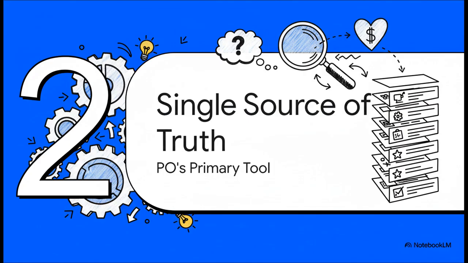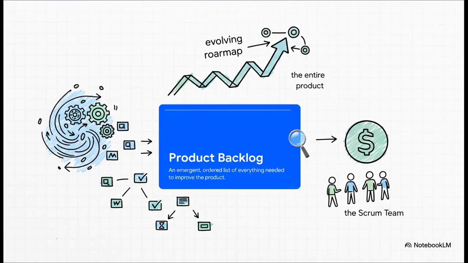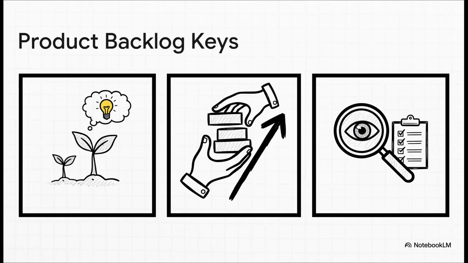Well, it all starts with their number one tool, the product backlog. And let's be clear, this is not just some simple to-do list. Think of it more like the living, breathing, constantly evolving roadmap for the entire product. It is the single source of truth for all the work the Scrum team does. And to really get a handle on the backlog, you got to remember three critical things about it. First, it's emergent. That just means it's never really done. It's always changing as you learn more.